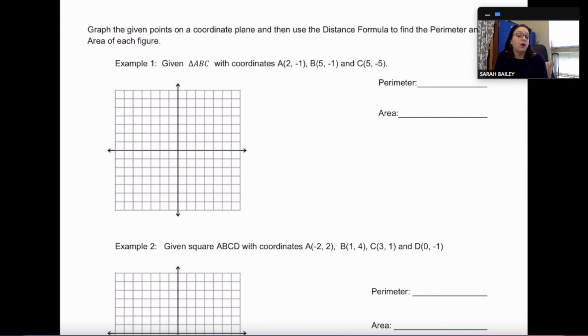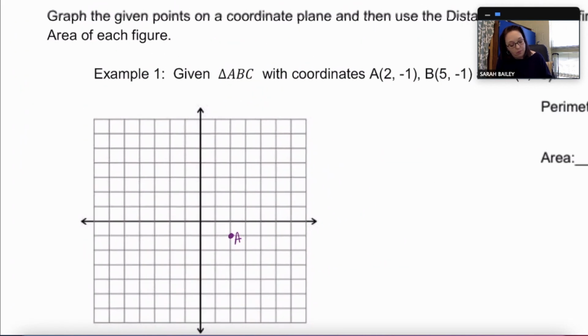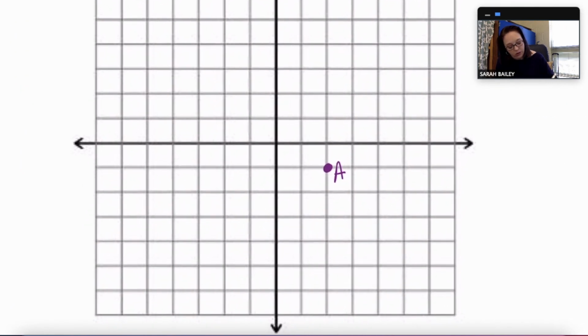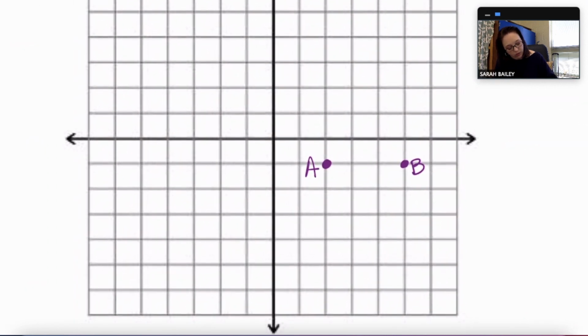So first I'm going to plot points A, B, and C. So if A is at (2, -1), it would be here. And don't just put the point. Put the point and you need to label it with an A. Okay, B is at (5, -1). And I'm going to go ahead and put my A on the other side of the point. And then C is at (5, -5). 1, 2, 3, 4, 5.